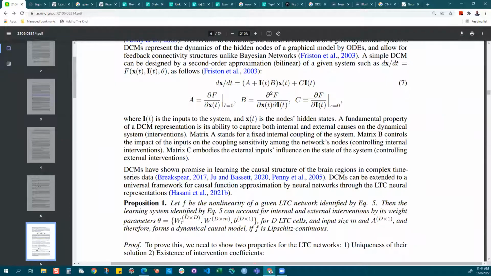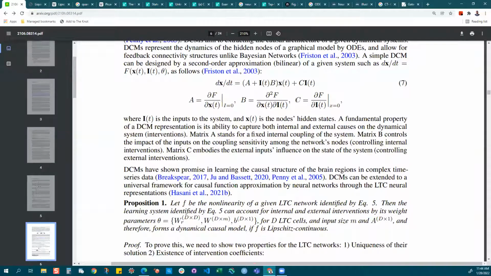Matrix B is going to control the impact of inputs on the coupling sensitivity among network nodes. And as we see here, we are taking the derivative of this f function with respect to both the hidden state and the inputs that a system receives. So this is going to be coupling sensitivity among network nodes, or controlling internal interventions.